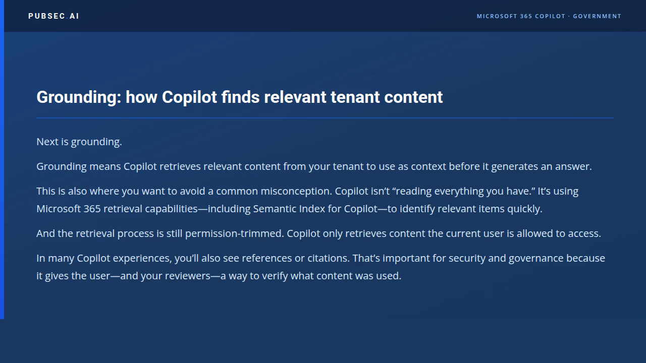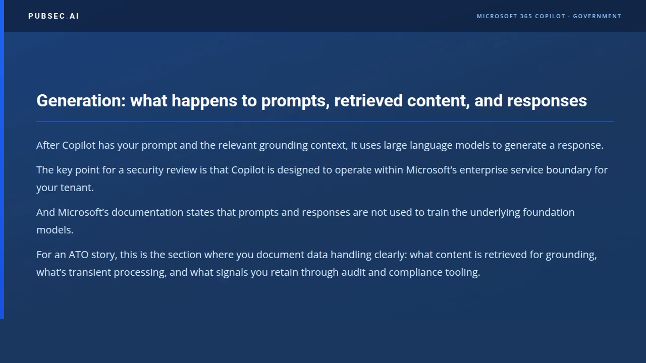After Copilot has your prompt and the relevant grounding context, it uses large language models to generate a response. The key point for a security review is that Copilot is designed to operate within Microsoft's enterprise service boundary for your tenant. And Microsoft's documentation states that prompts and responses are not used to train the underlying foundation models. For an ATO story, this is the section where you document data handling clearly, what content is retrieved for grounding, what's transient processing, and what signals you retain through audit and compliance tooling.